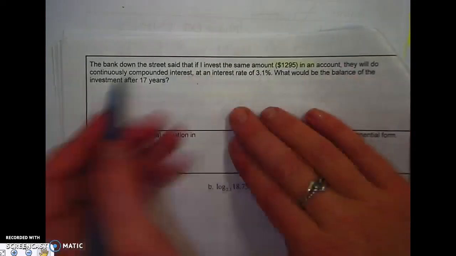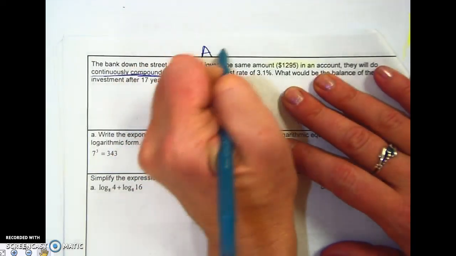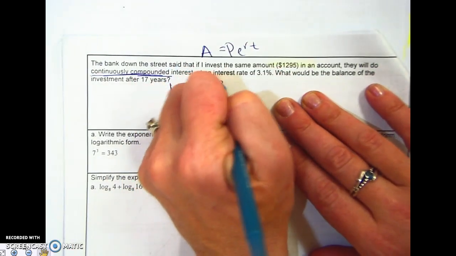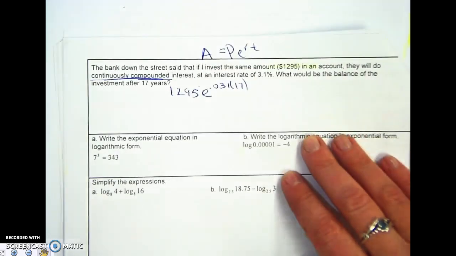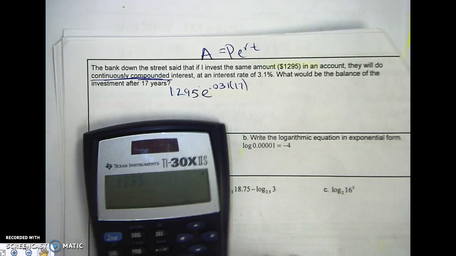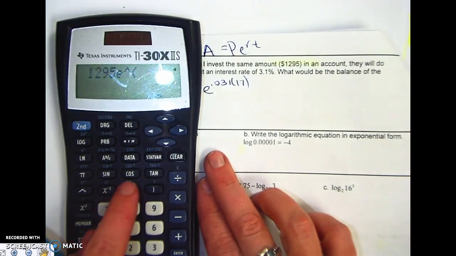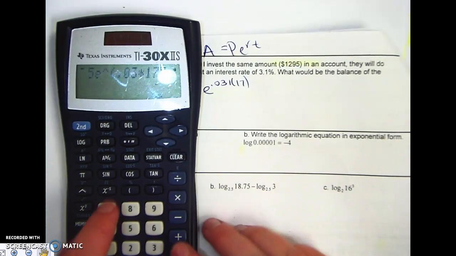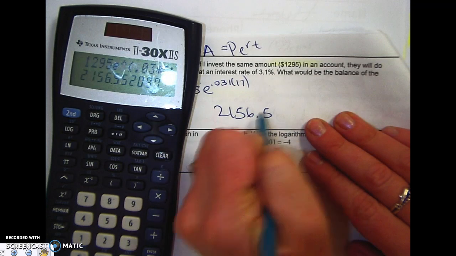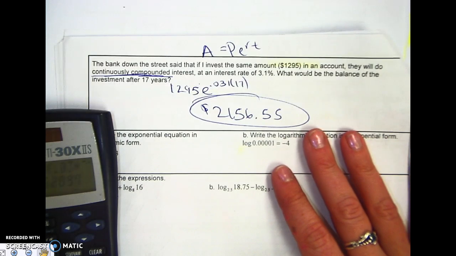Okay, the bank down the street says if I invest $12.95 compounded continuously, that's when I do that PERT. So I go base E, my rate is 0.03117. So all I have to do is plug that straight into my calculator. So I'm going to go $12.95. The E is the inverse of the natural log. So you're going to go second ln, and then parenthesis, which is what I had, 0.03 times 17. And I get 2156.55. And what are we talking about? Money. So that's how much money I'll have after 17 years.